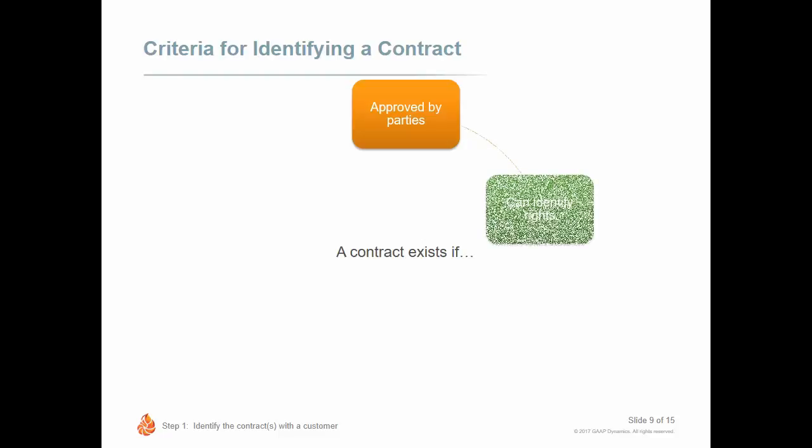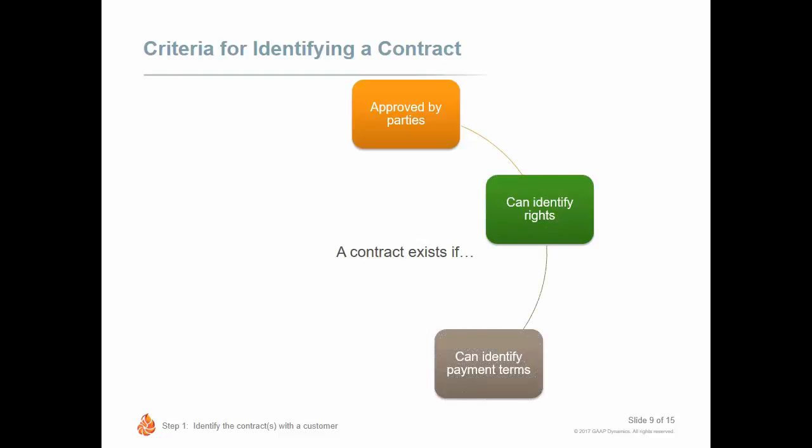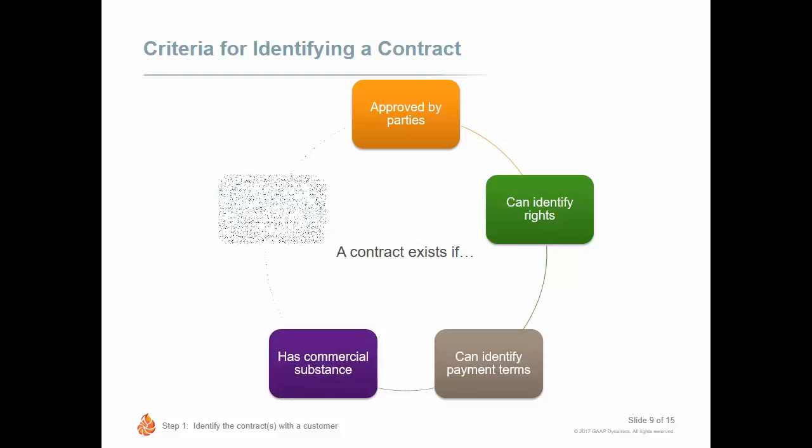An entity shall account for a contract with a customer within the scope of Topic 606 only when all of the following criteria are met. The parties to the contract have approved the contract and are committed to perform their respective obligations. The entity can identify each party's rights regarding the goods or services to be transferred. The entity can identify the payment terms for the goods or services to be transferred. The contract has commercial substance.